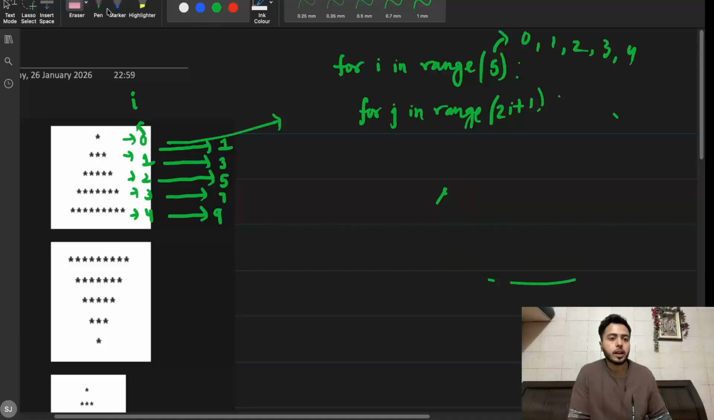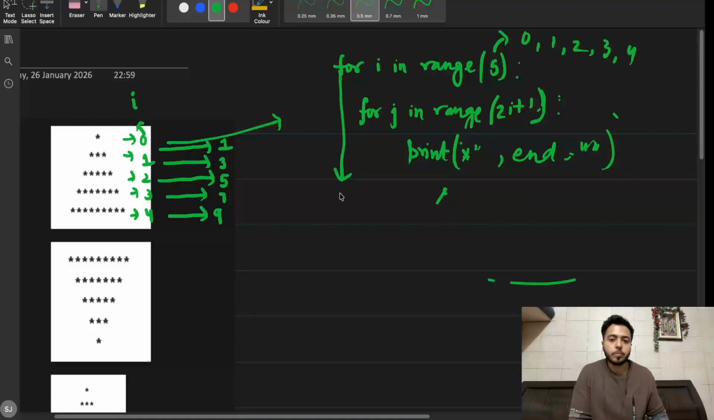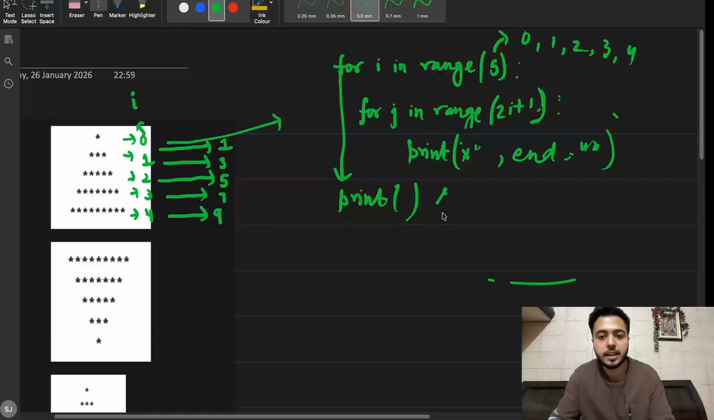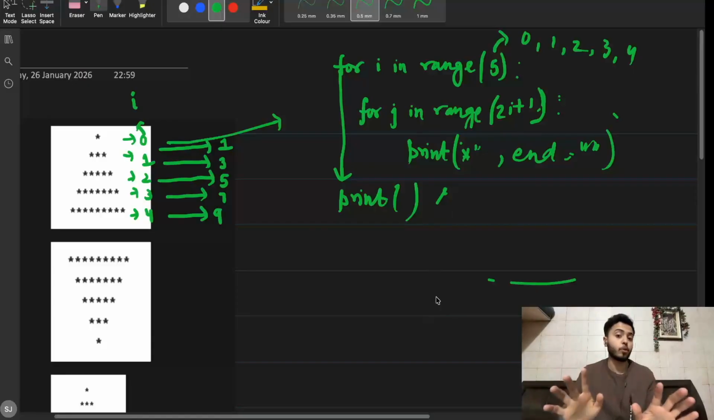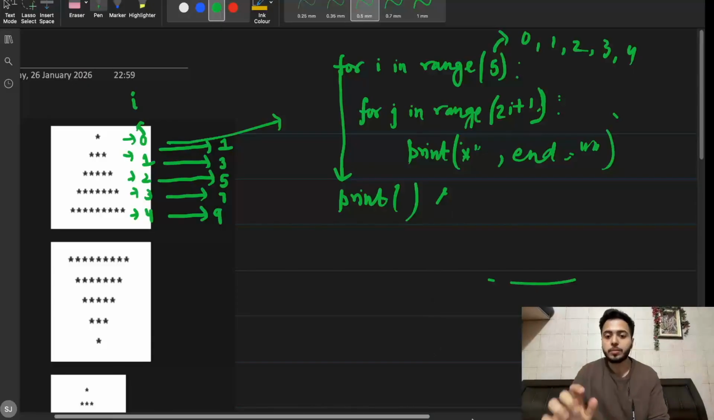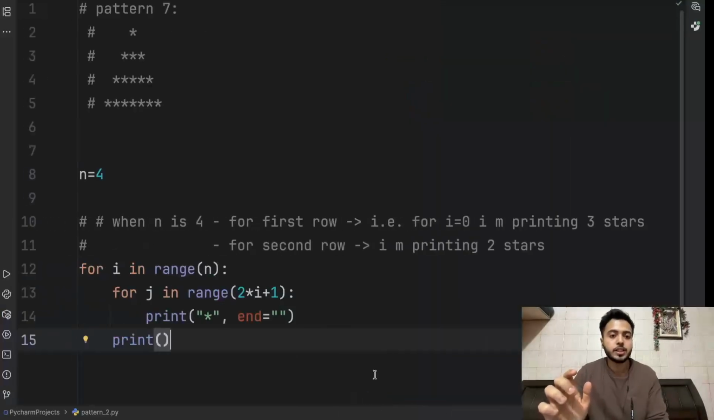Now, if I have run till this point, I know what I need to print. I just need to print a star and end with a blank space. And then after every i loop, I need to print a new line character. This we have already seen. Again, if you are not aware why we are writing just print, refer to my last video. But this is not a complete program. We'll see what is the thing which we are missing in this. But before that, let me go straight to this and clear all these things.